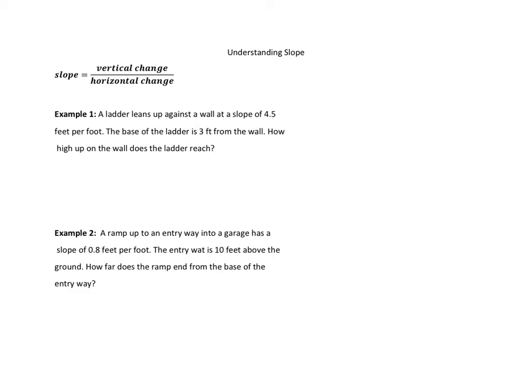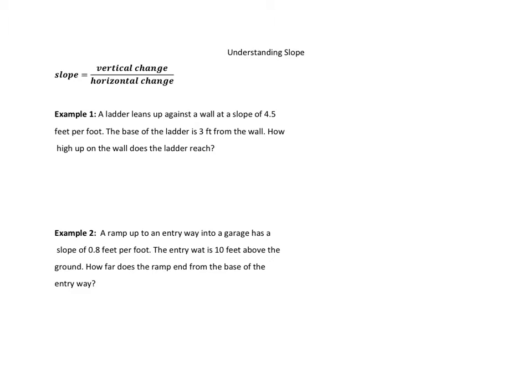In this video, we're going to review some of the key content that we discussed in Chapter 3. One of the first things that we talked about was what slope tells you about an object and how we can relate it to something. So we know slope is vertical change over horizontal change.